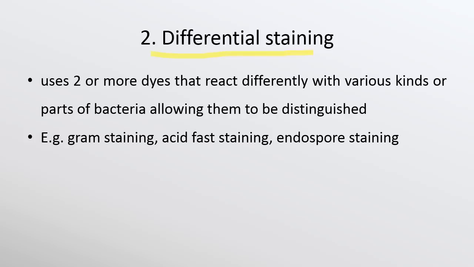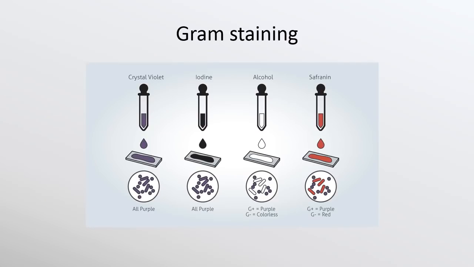Okay, the following one is differential staining. In differential staining, we always use more than two dyes which react differently with different kinds or parts of the bacteria, allowing us to distinguish them. Examples of differential staining include gram staining, acid-fast staining, and endospore staining. I'm not going to go through the gram staining as we already learned it in the previous lecture. Let's move on to the second staining.